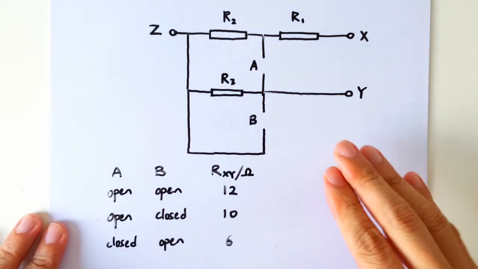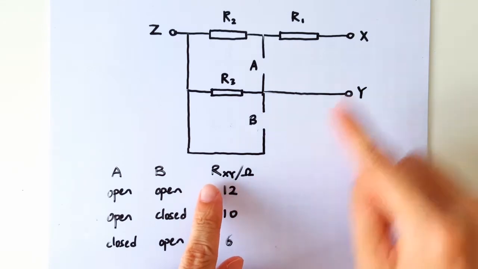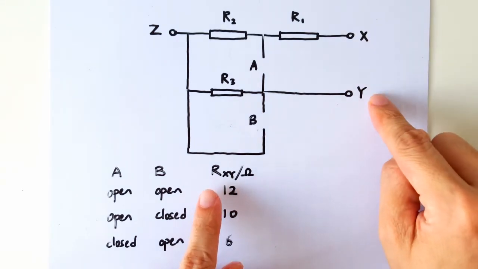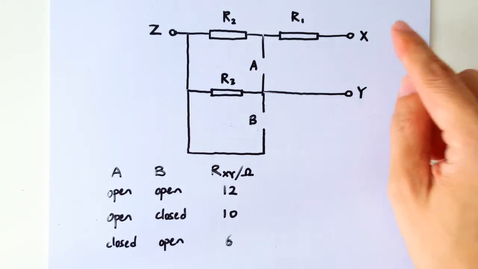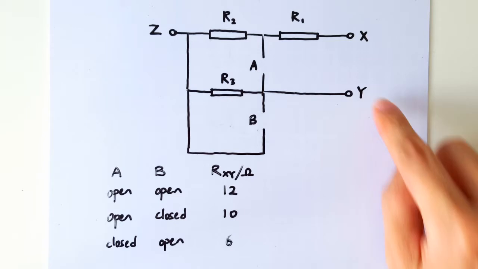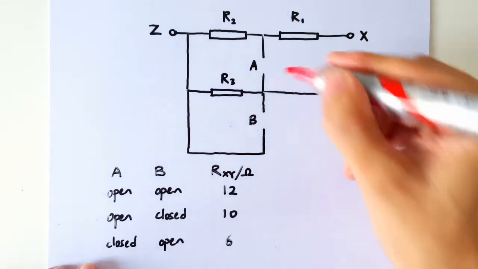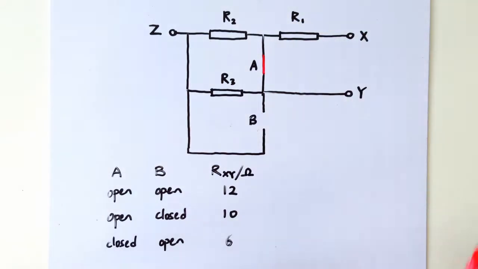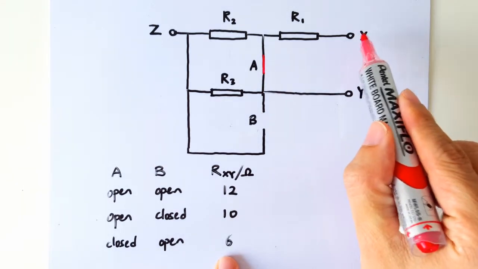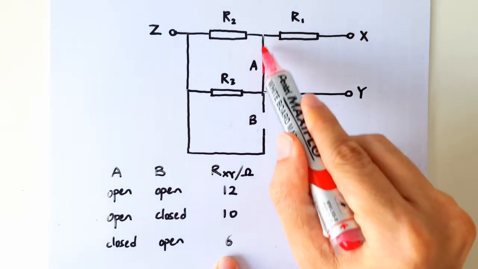Okay, the key to doing this question is to realize that we're talking about the resistance between point X and Y. So you should be thinking about the current paths between X and Y. For example, let's look at this last line here. It says that when switch A is closed and switch B is open, the resistance between X and Y is 6 ohms. So the current path between X and Y is simply like this, right?